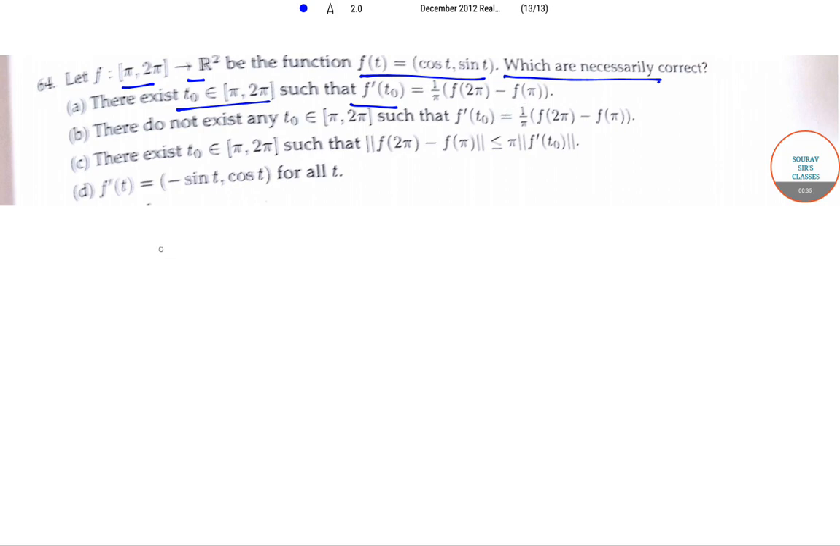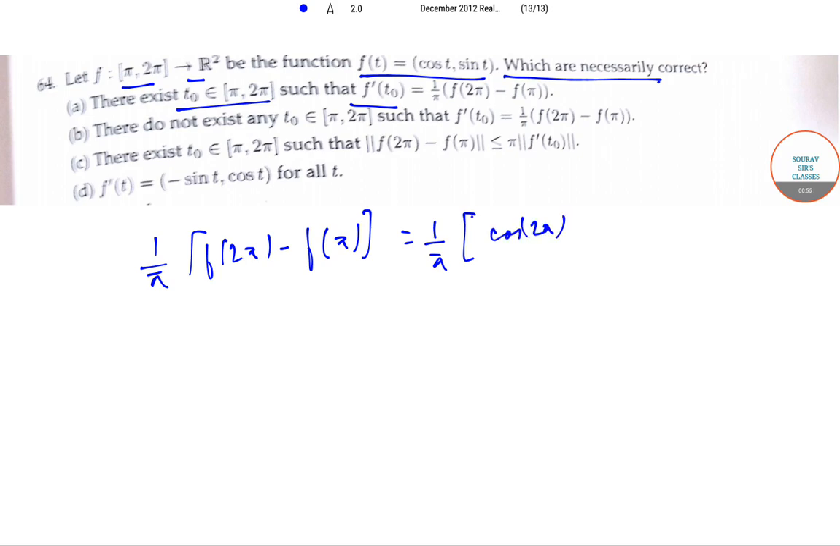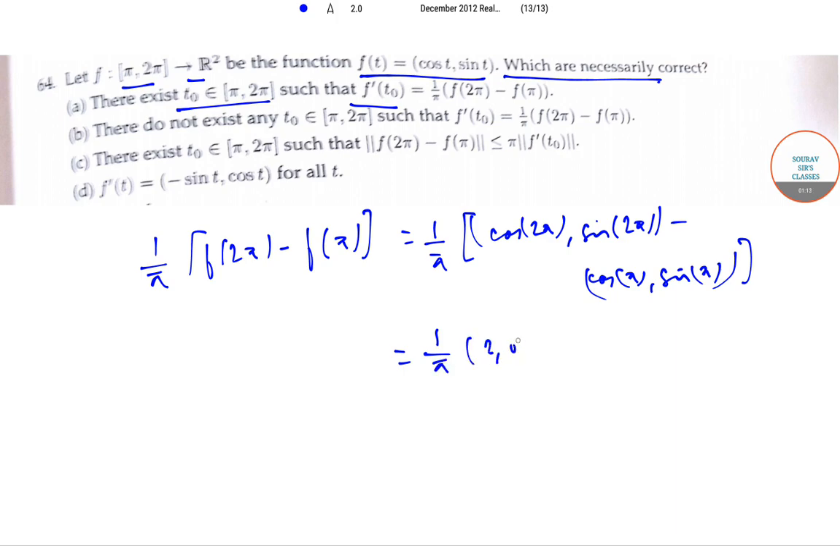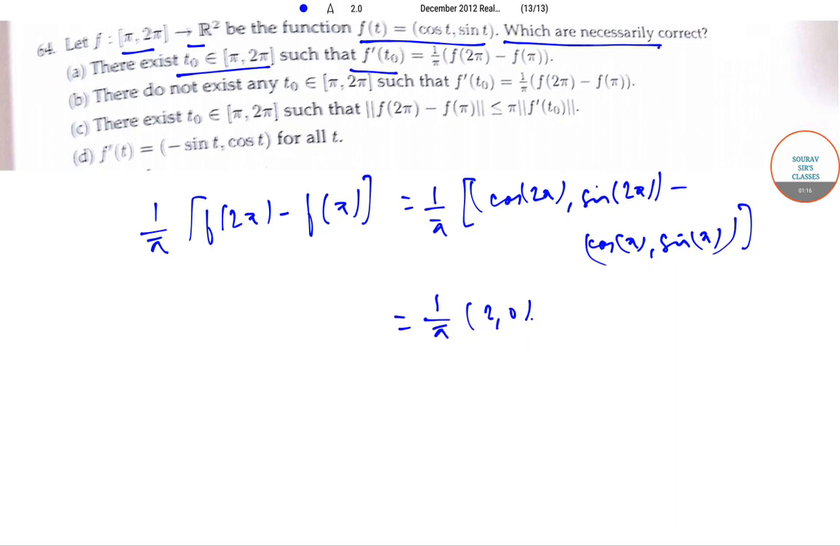Now, the right side is 1/π times (f(2π) − f(π)), which is equal to 1/π times (cos 2π, sin 2π) minus (cos π, sin π), which is equal to 1/π times (2, 0).